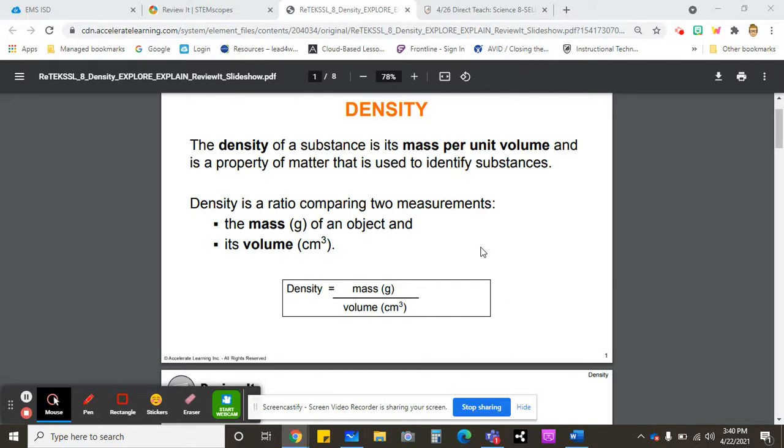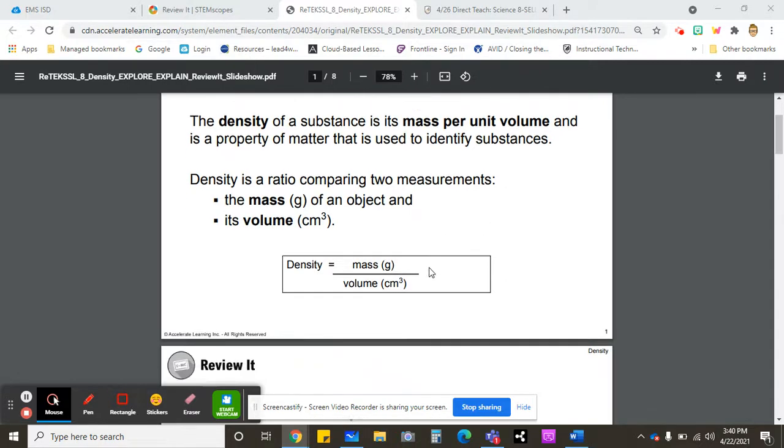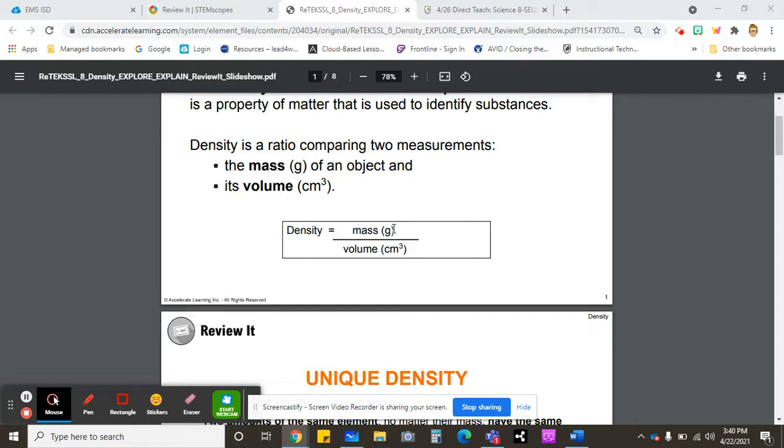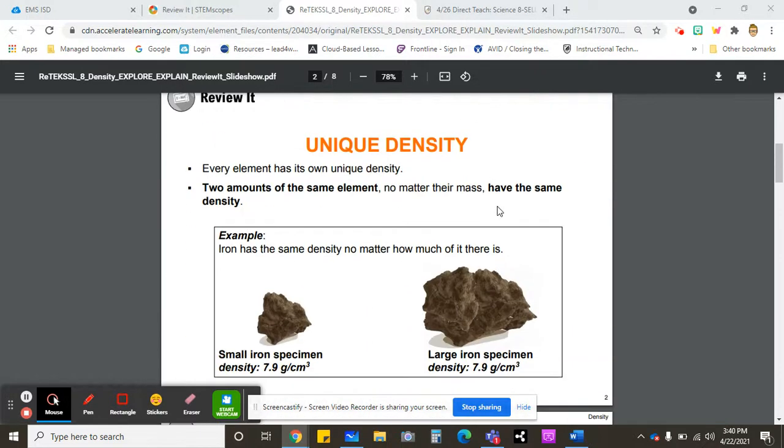To get density, you're going to have a formula chart. And on the formula chart, it's going to have density equals mass divided by volume. Your mass will always go in the calculator first to figure out density. We measure mass in grams and we measure volume in cubic centimeters.